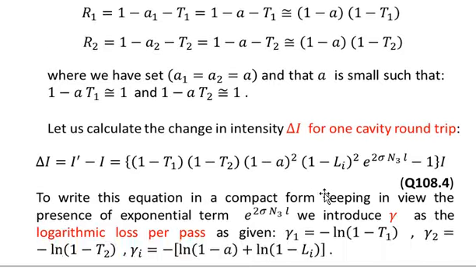Here we have set A1 equal to A2 equal to A, that is, we have considered that the fractional mirror losses for the two mirrors are identical, and that A is small, such that we can write 1 minus A times T1 is approximately equal to 1, and 1 minus A times T2 is approximately equal to 1. We have used these two approximations in writing the expressions for R1 and R2.